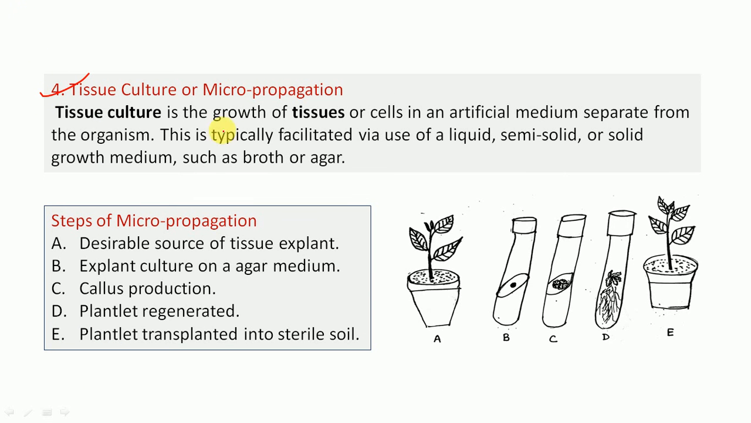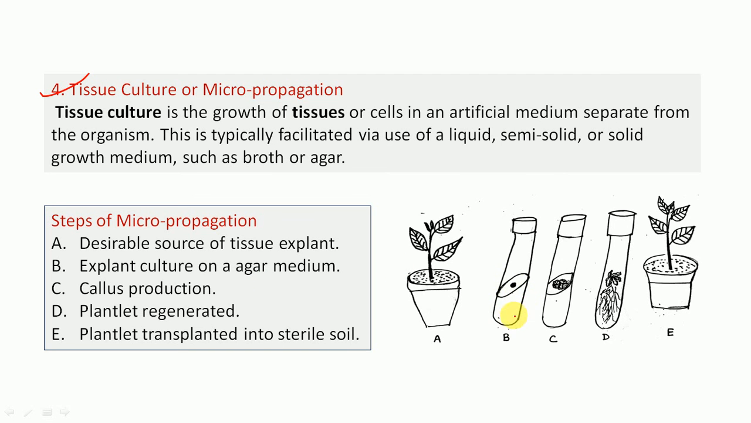Next is tissue culture or micropropagation. So what happens in tissue culture? Tissue culture is the growth of tissues or cells in an artificial medium separated from the organism. This is typically facilitated via the use of liquid, semi-solid or solid growth medium such as broth or agar. So here we take a plant of desirable source, extract some cell or tissue, and separately let it grow in an agar medium.